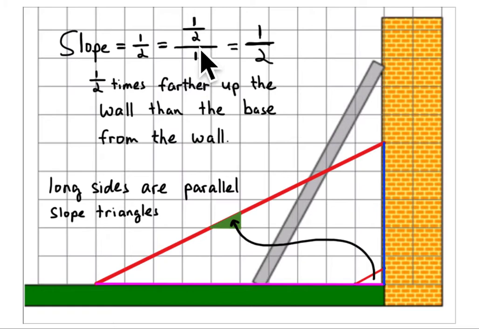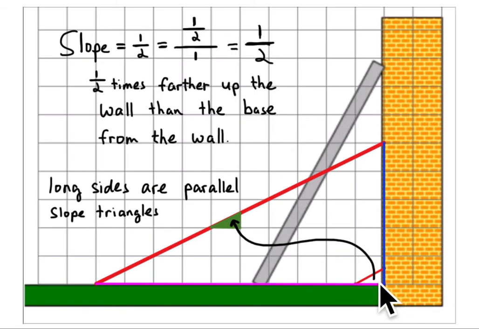So for every 1/2 unit you go up the wall, you go out from the wall 1 unit. So if I go up the wall 1 unit, then that means I have to go out from the wall 2 units. So I only go up 1/2 times as far up the wall as I go out from the wall. So you can see that that creates a very shallow slope, not very steep.